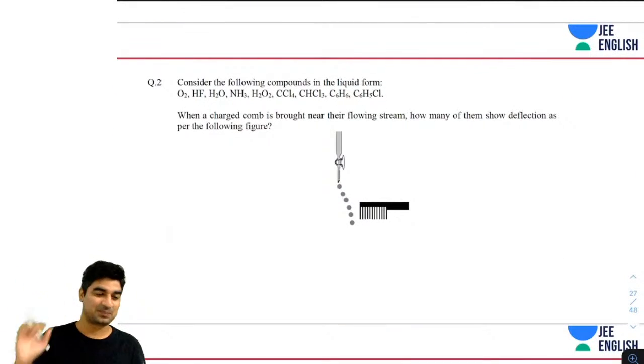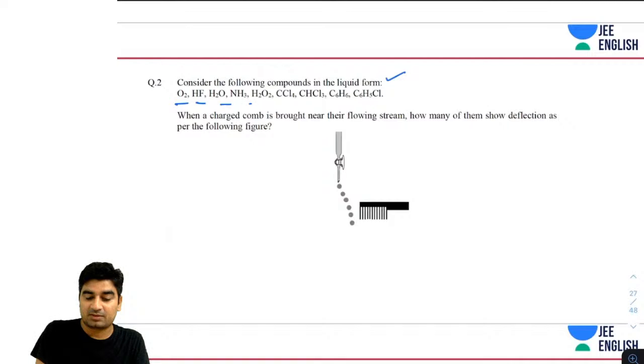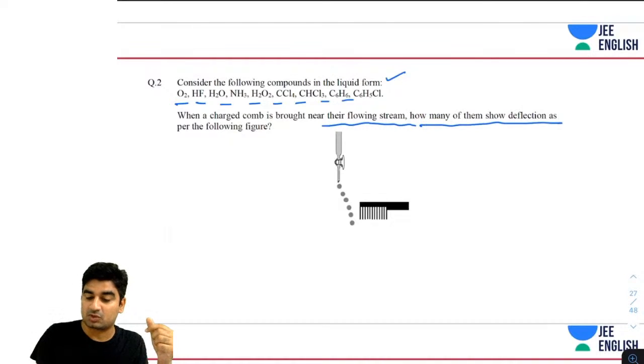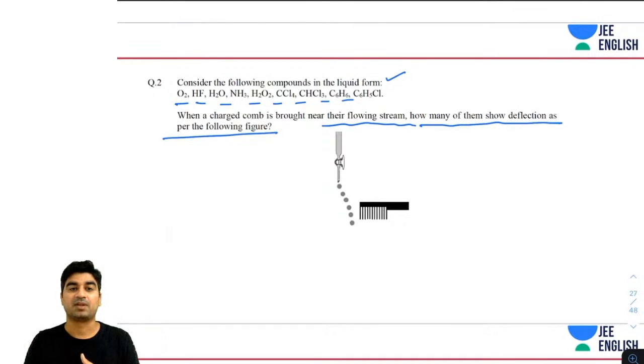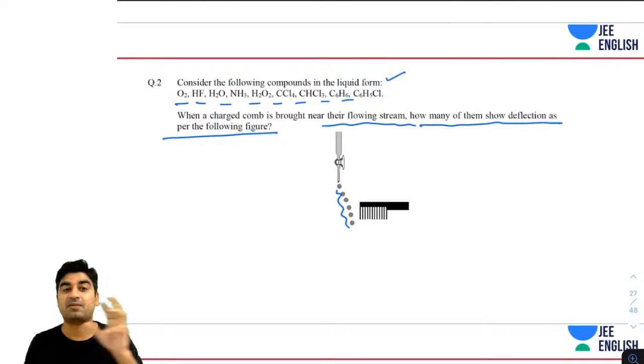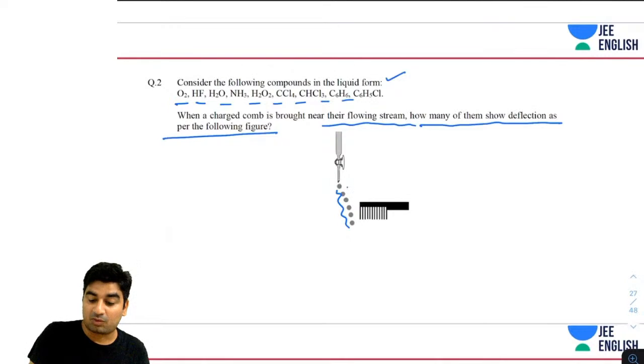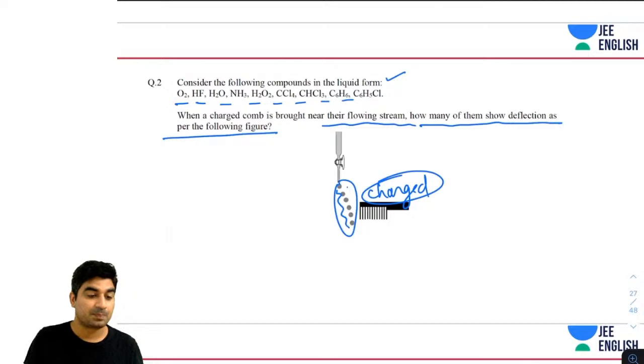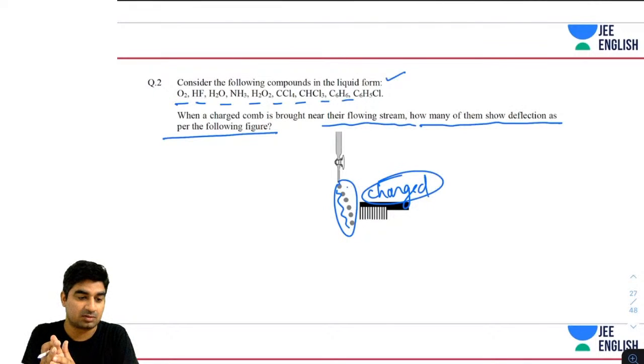Now do the next one, guys. It was interesting. It is something related to inorganic chemical bonding. You can easily answer it. These compounds are given. When a charged comb is brought near their flowing stream, how many of them show deflection as per the following figure? So guys, here you can see the deflection. Only polar, because the comb is charged. So what will happen? Only polar molecules.